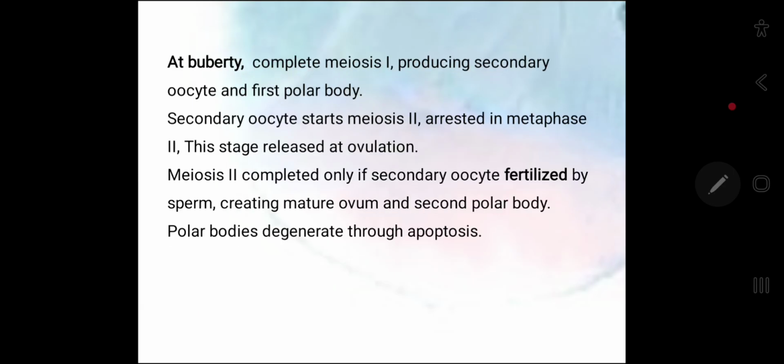This is the repetition. At puberty, the primary oocyte will complete the first meiotic division to produce a secondary oocyte and first polar body. The secondary oocyte starts its second meiotic division and is arrested in metaphase 2 up to ovulation. The second meiotic division is completed only if the secondary oocyte is fertilized by sperm. The outcome of the second meiotic division is a mature ovum and a second polar body. These polar bodies will degenerate through apoptosis.